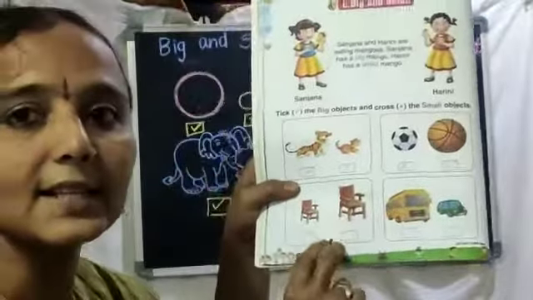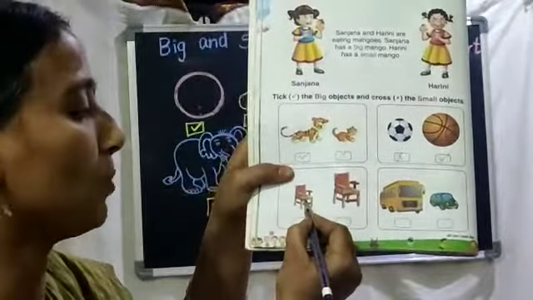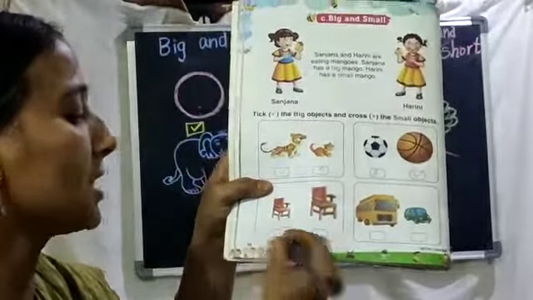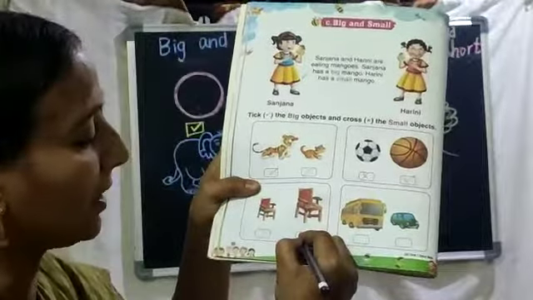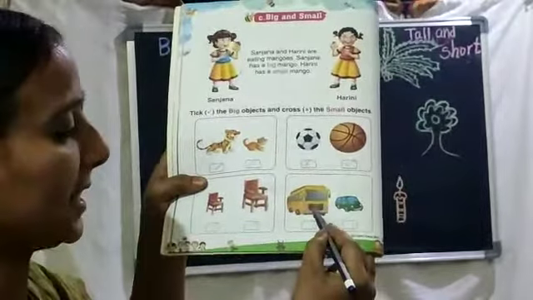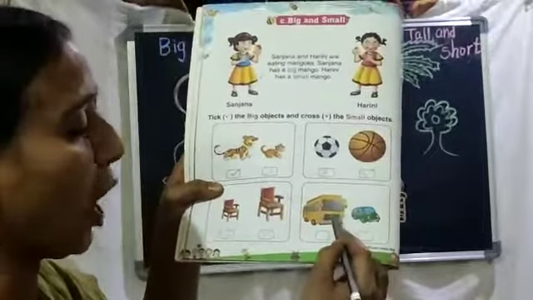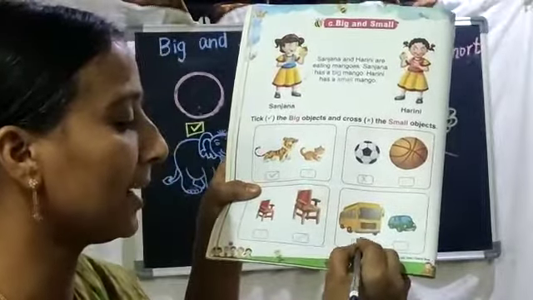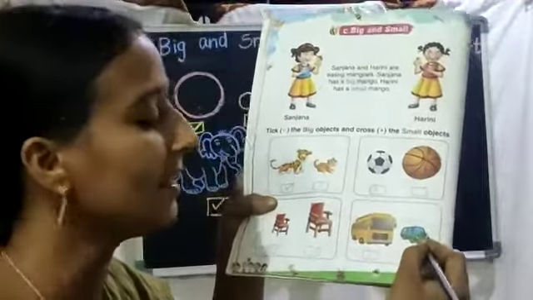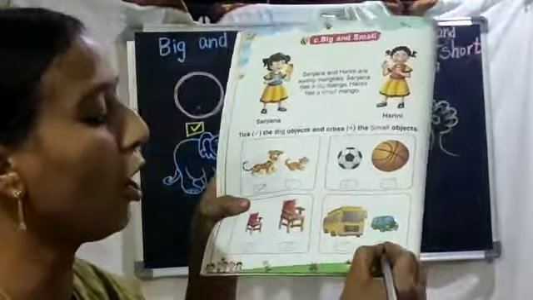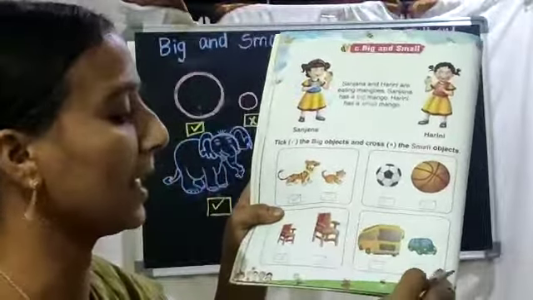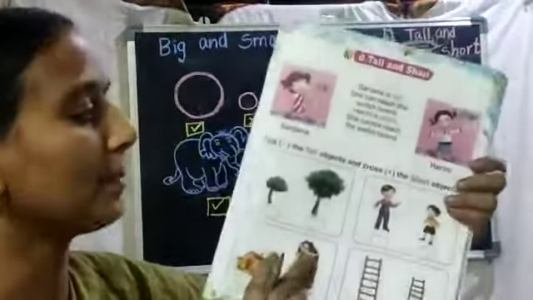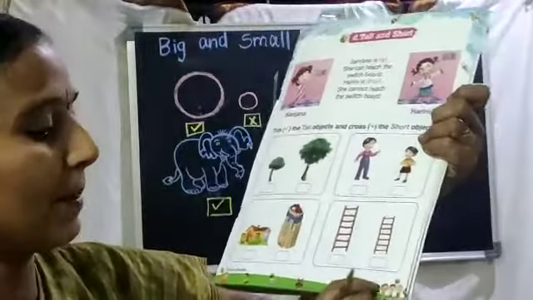What are these, children? These are chairs. See, this is the small chair and this is a big chair. For small, do cross. And for big, put a tick. Then, we are seeing one bus and a car here. How is the bus, children? Big bus. It's looking big. Put a tick. And how is the car? Small. So, put a cross. For small objects, we put cross. And for big objects, we put the tick. Then turn the page, children.